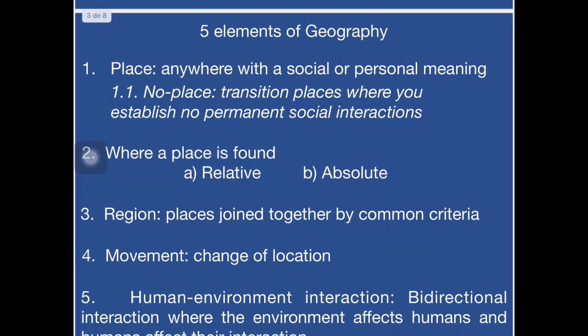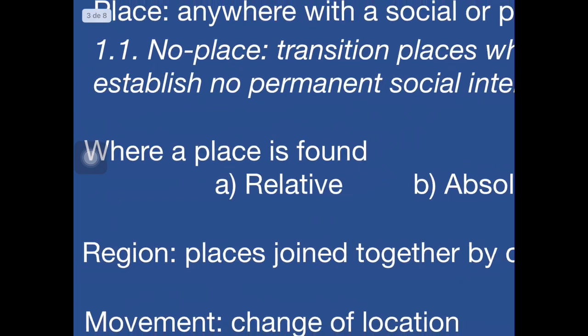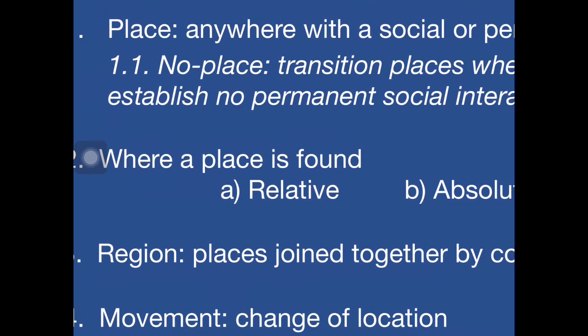So there we should go to our second element. In here we are missing the title, but it is location, precisely where a place is found. And we have two types of location. Relative location, that is the location in which you use other places as a reference in order to find the place that you want to find.